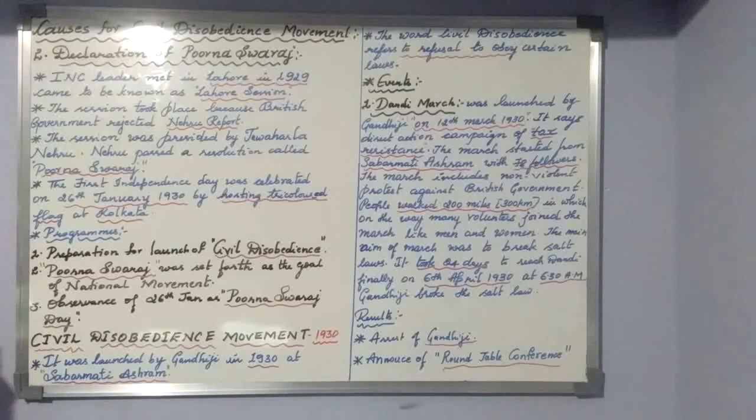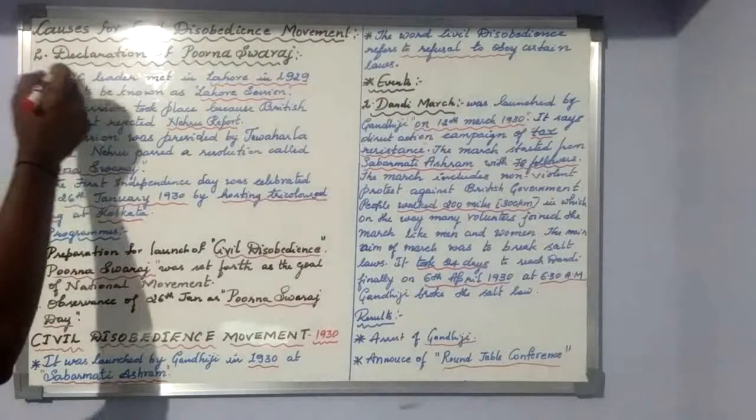Last class we already discussed that. So keeping the Simon Commission and several reasons, Gandhiji launched the civil disobedience movement in 1930. Before, in the last class, we studied one cause, the Simon Commission, which became one cause for the launch of the civil disobedience movement in India.